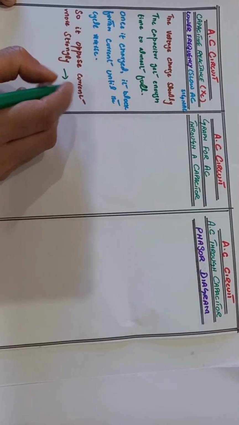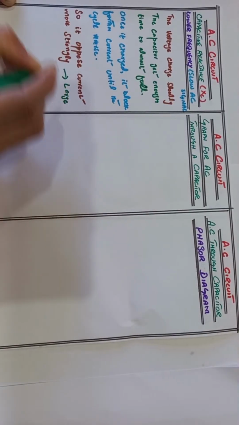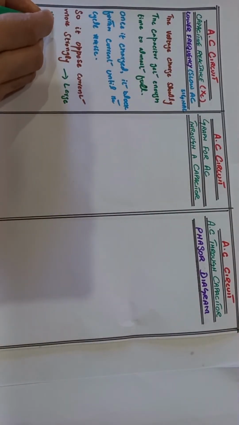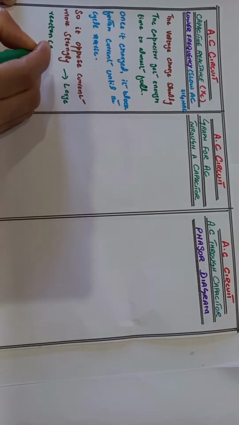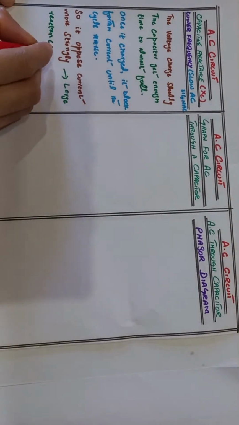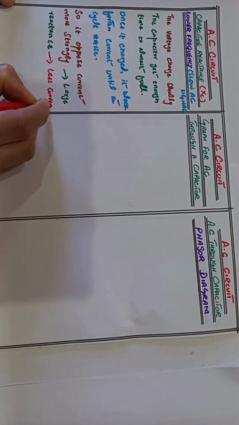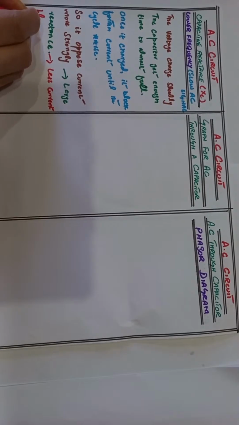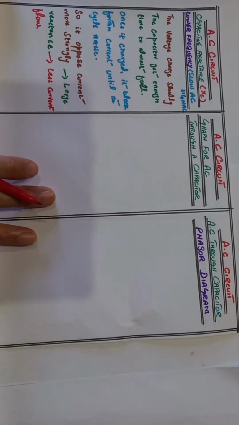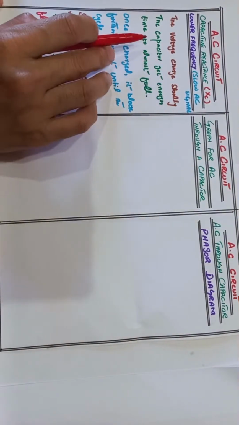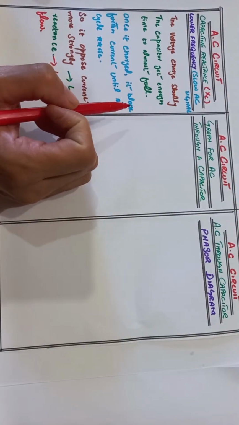When it opposes current more strongly, a large reactance is offered to the current. When it offers the large reactance, it strongly opposes the current, which means less current flows into the circuit when the slow AC signal is applied to the capacitor. When the slow AC signal is applied to the capacitor, the voltage changes slowly. The capacitor gets enough time to almost fully charge.